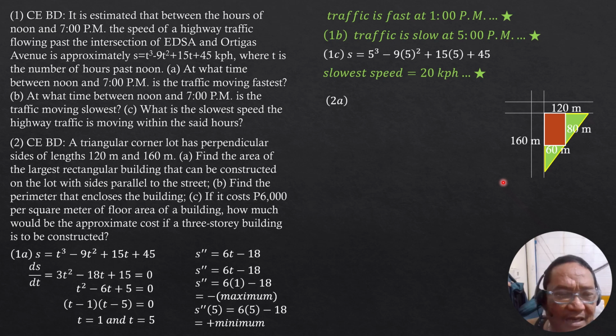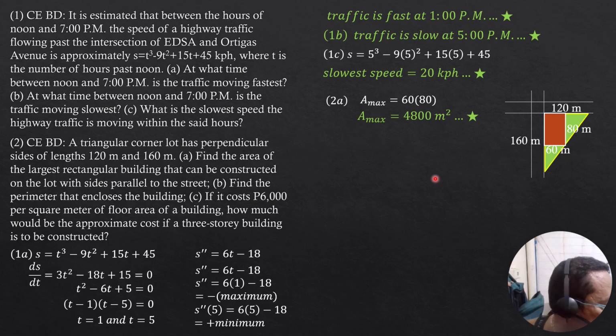Therefore, the area of the largest rectangular building is 60 by 80, and that is equal to 4,800 square meters. That's the maximum area of a rectangular building, rectangular lot that can be constructed in a triangle.